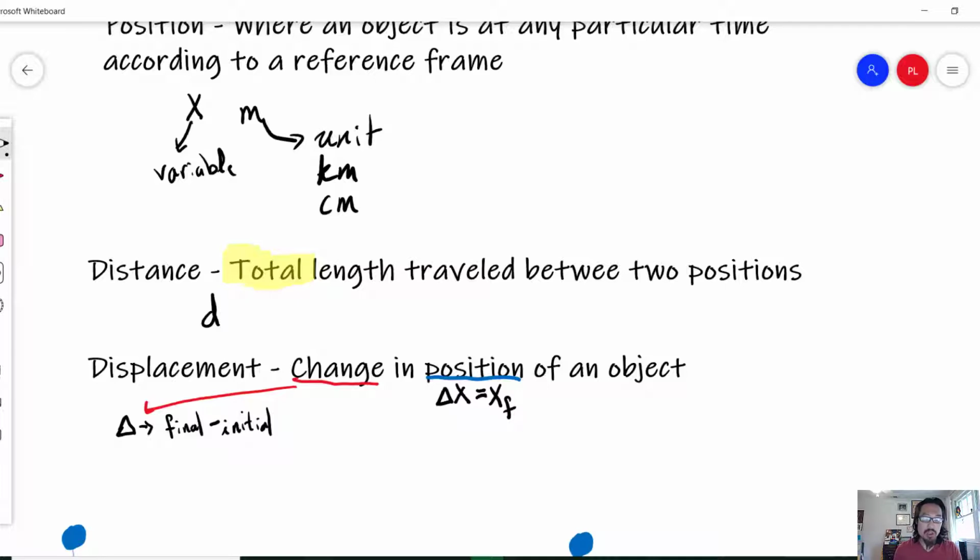So this is the final position. We always read right to left, final position minus the initial position. Okay, and that right there is the equation for displacement. It is the change in position of an object.